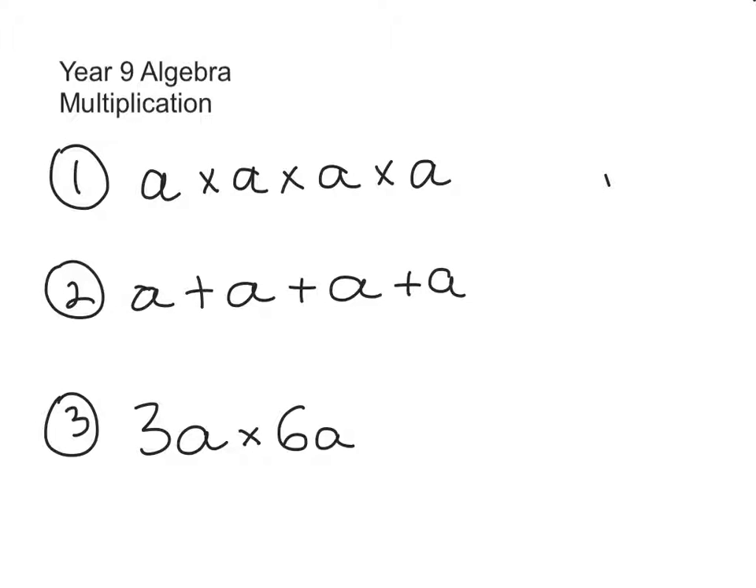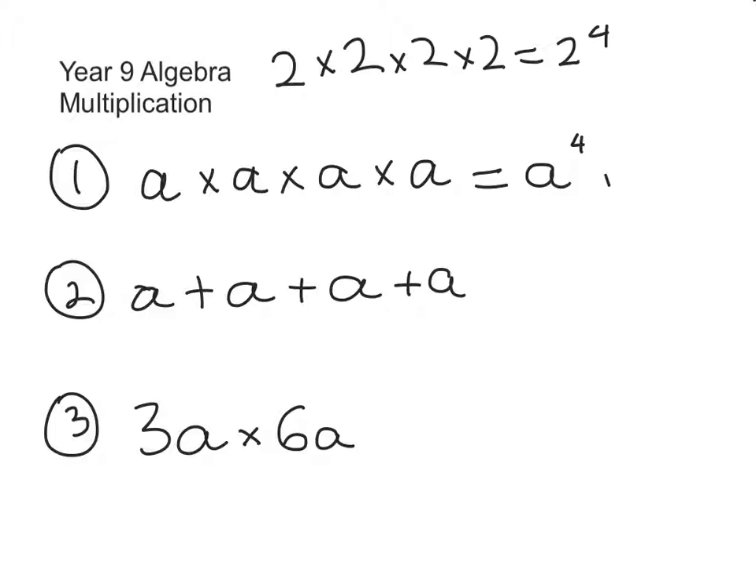So try and do the first 3 questions from what we've done in class, especially think about the difference between number 1 and number 2. Okay, so the first one is a times a times a times a. If we think about a numerical equivalent, if we've got 2 times 2 times 2 times 2, we write that as 2 to the power of 4. So it's the same idea here. It's a to the power of 4.